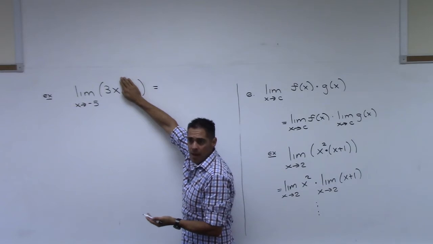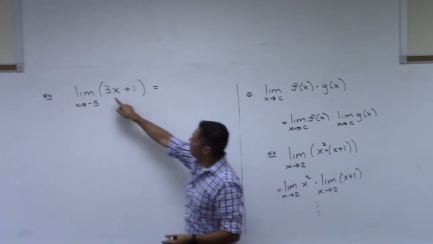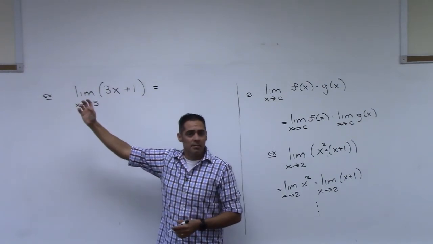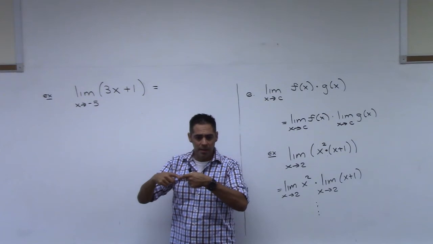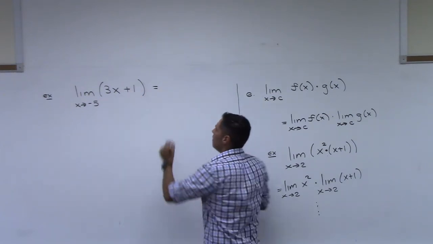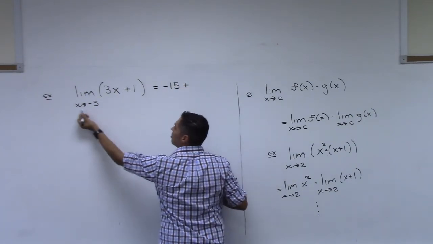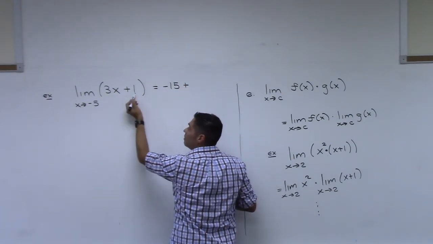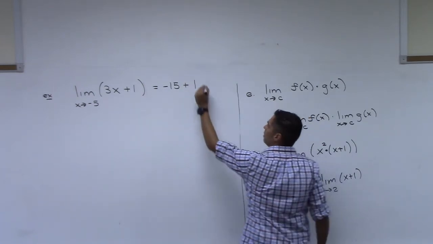-15. The reason you get that is because the constant just comes out, and then you let x go to -5 and multiply it times 3. It's like you're just plugging -5 in there. So we would get -15 there. And then plus, what happens as x goes to -5 of a constant? It stays the same, so plus 1. So all you get is -14.